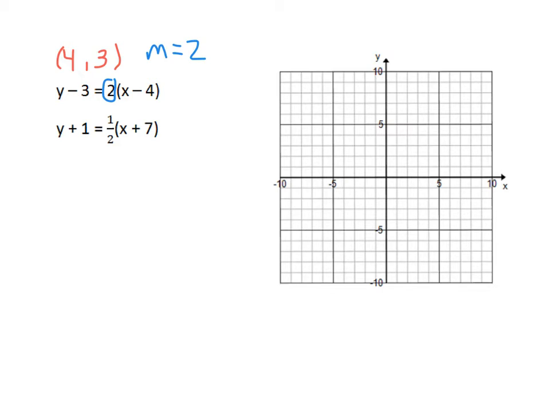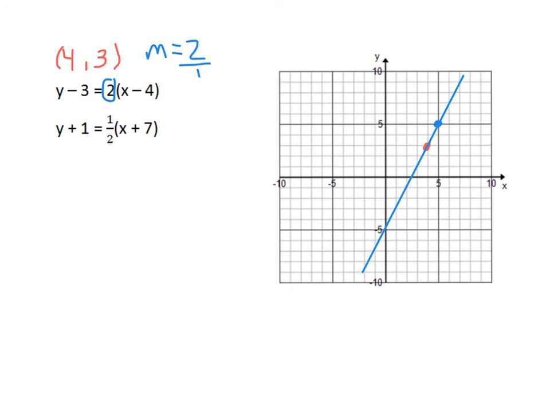For our other equation, well, let's go ahead and graph that one. So let's graph the point 4, 3. 4 on the x-axis, 3 on the y-axis. That's going to be right here. And then we're going to use our slope of 2, which is a rise of 2 and a run of 1. So we're going to go up 2 and right 1, and we're going to get to this point right here. So if I graph that line, there's our line.